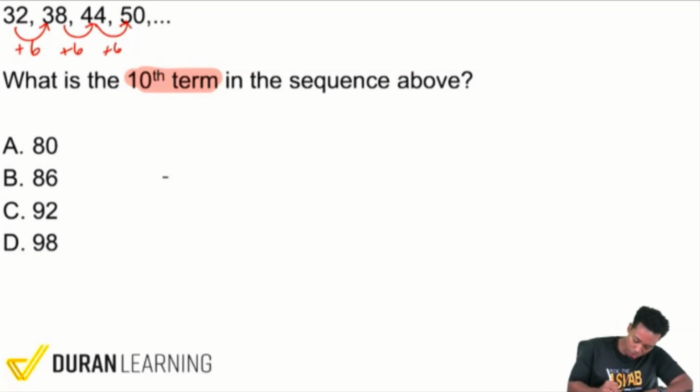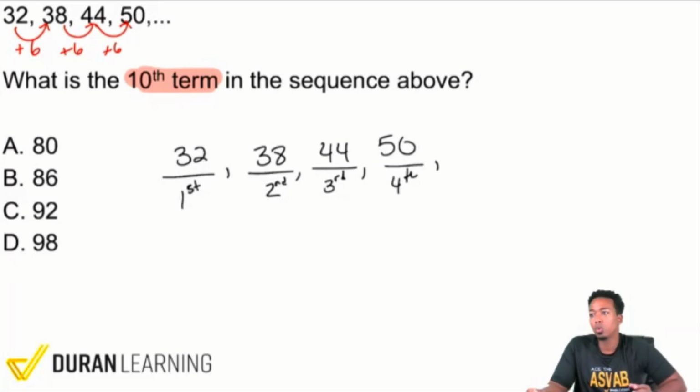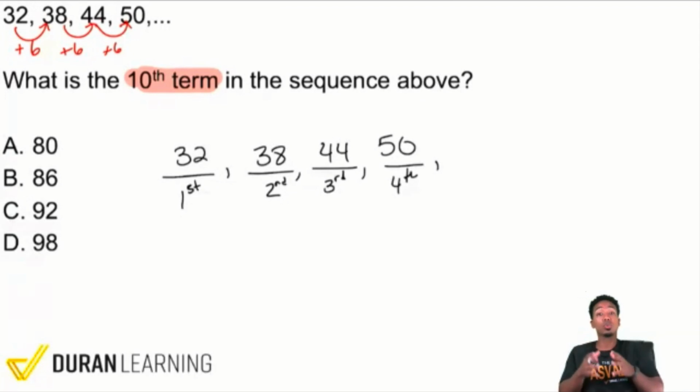We have 32 as the first term, 38 is the second, 44 as the third, 50 as the fourth. So everybody, first, second, third, and so on. Do we have to start from the first term if we want to make the jump? Do we have to go with the fourth term? Right, we don't have to. Remember, as long as we know the rule, we just need to make sure that we're applying it the right way wherever we decide to start.